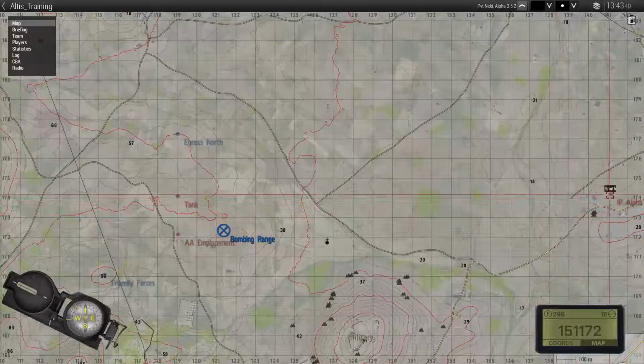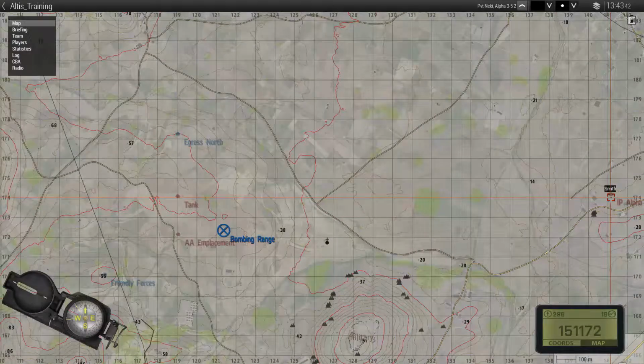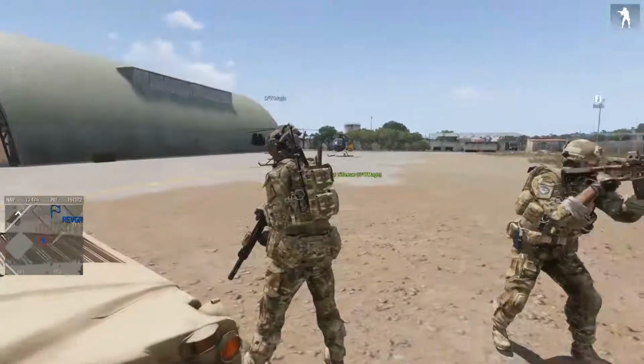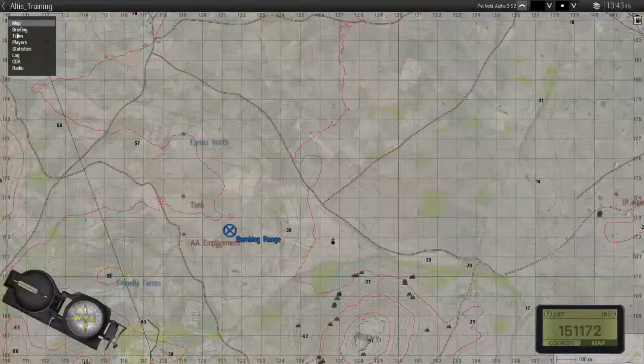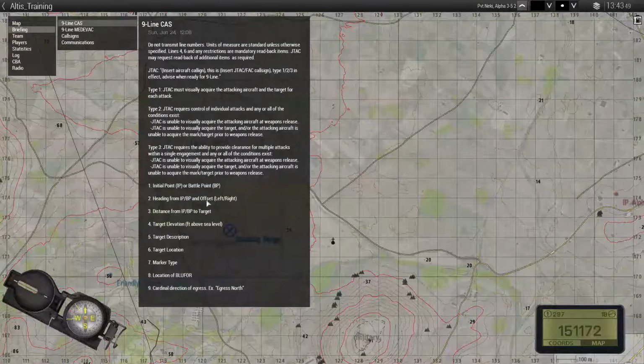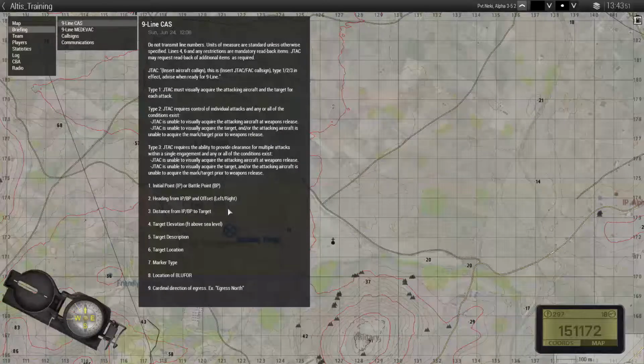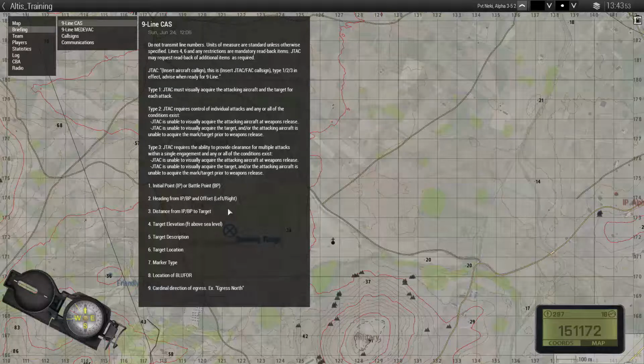So basically line 1 is the IP designation. Line 2 is bearing and range. Line 3 is distance to target. Line 4 is elevation, but line 3, yes, is the distance from the IP to the target.